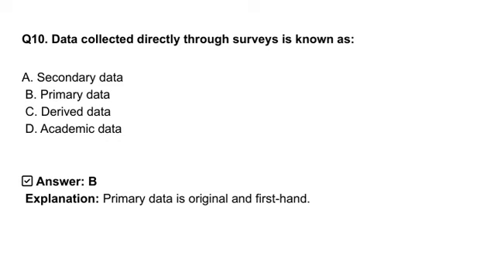Now, to connect this to our overall theme, understanding the different types of data helps us choose the right approach for our research. Since primary data is collected firsthand, it offers more control and relevance, but it also requires more effort. And just to clarify, the question on this slide asks about data collected directly through surveys. That's a classic example of primary data because you're engaging directly with respondents to gather new information.